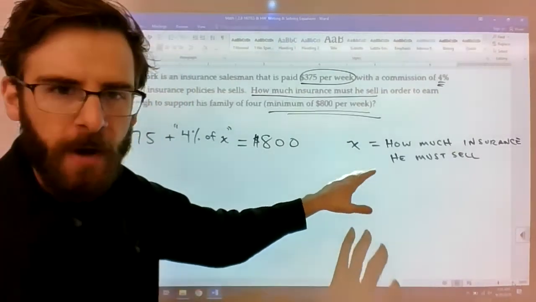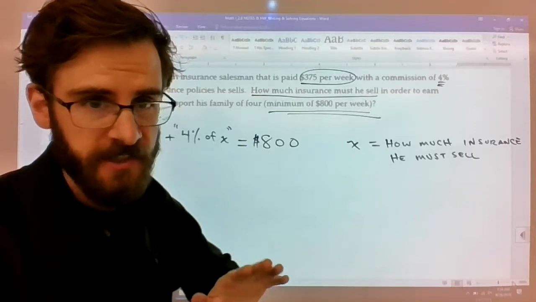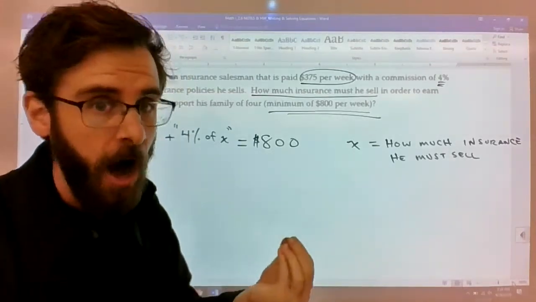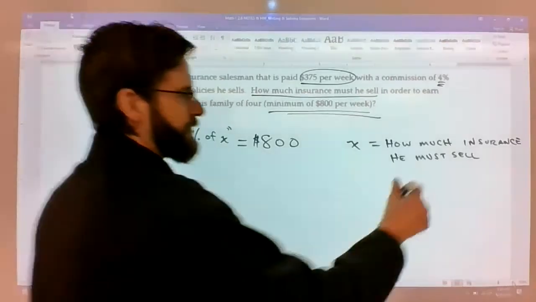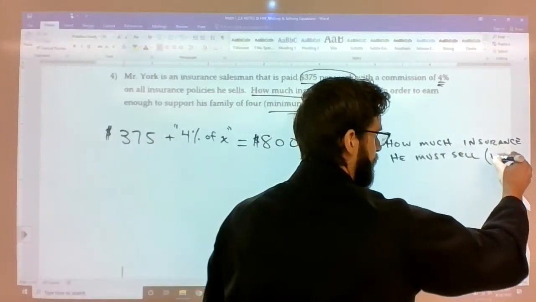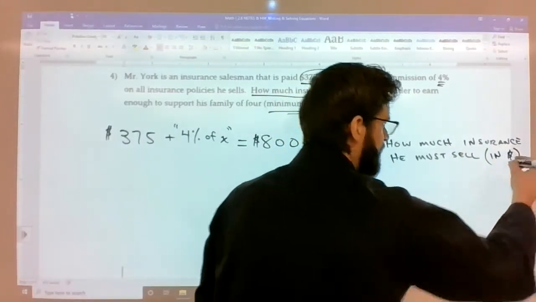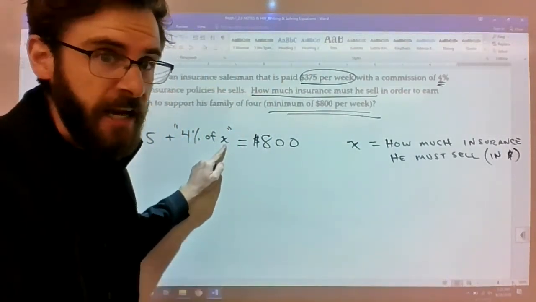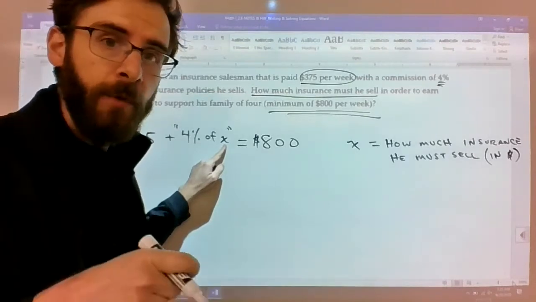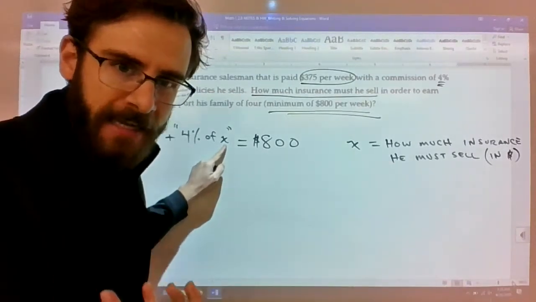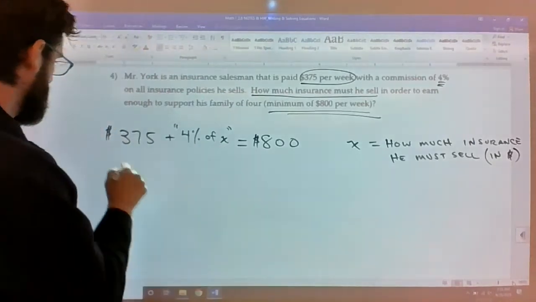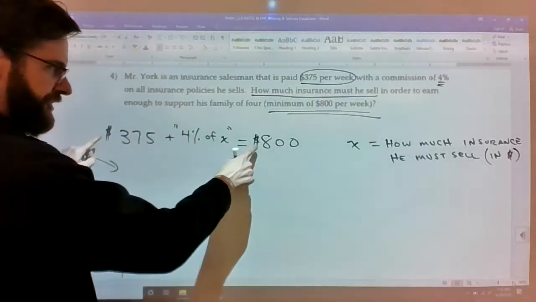So the X doesn't represent the number of insurance policies. It actually represents the amount of money he's selling of the insurance policies. So what we're going to do here is in parentheses put in dollars, just to remind ourselves that, hey, that X does not represent the number of insurance policies. It represents the amount of money he's making from the insurance policies sold. So now I'm going to ditch the dollar signs.